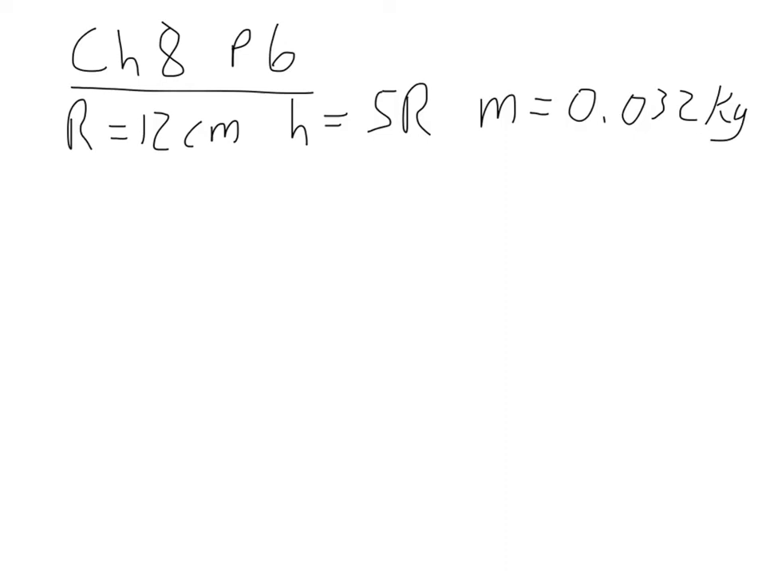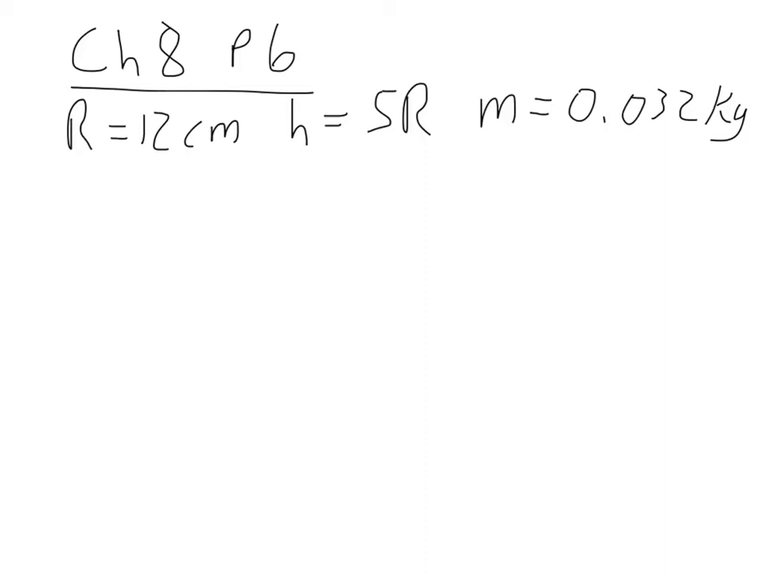This is Chapter 8, Problem 6. Here we have a block of 0.032 kilograms sliding down a frictionless track with a height of 5r to start, and then the radius of the loop that it's going to go through is 12 centimeters. The first thing we need to do is find the work done as the block travels from point P to point Q.